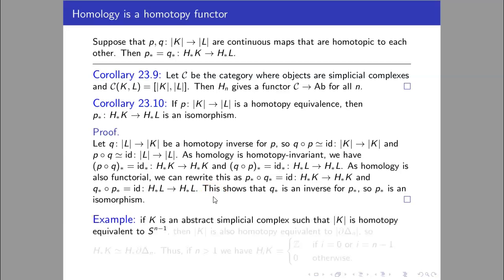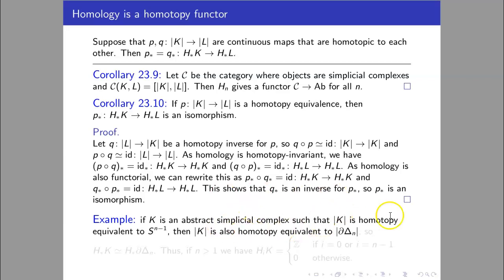So as an example of that, let's let K be any abstract simplicial complex such that the realization of K is homotopy equivalent to S^(n-1). It's actually not very hard to produce lots of complexes like that. For example, if we're looking at n equals 3, so the two-sphere, the ordinary sphere, the octahedron is a simplicial complex that's homeomorphic to S^2. The icosahedron is another simplicial complex that's homeomorphic to S^2. So K could be either of those things.